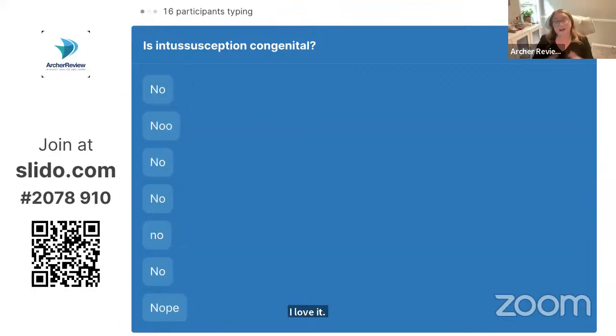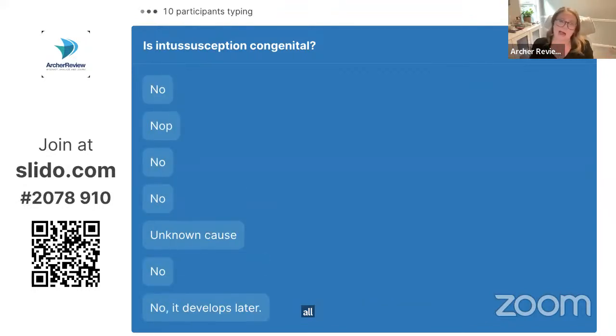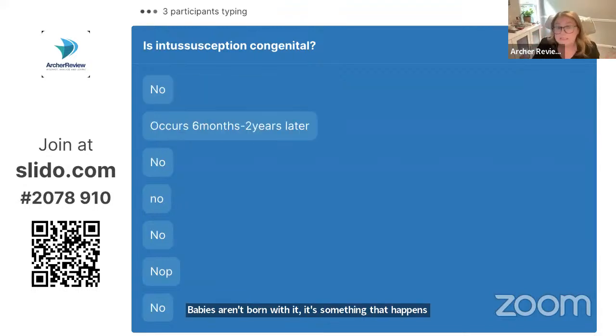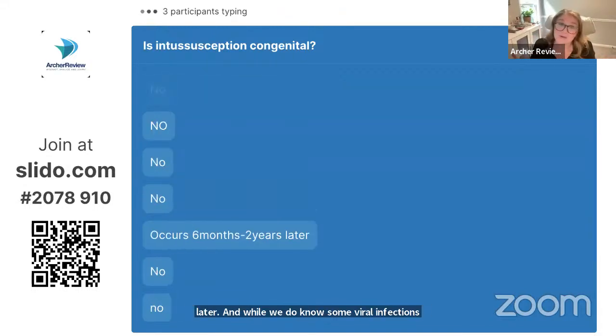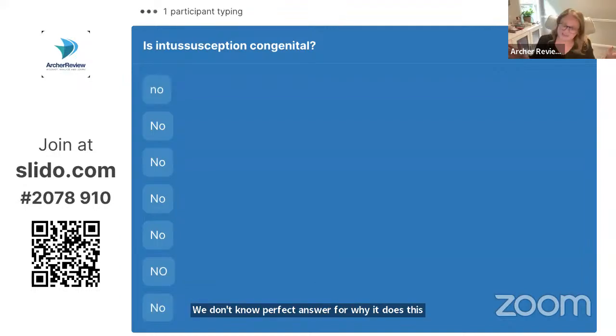Intussusception is not congenital, all right? Babies aren't born with it. It's something that happens later. And while we do know some viral infections increase the risk of it, we don't have a perfect answer for why intussusception happens. A lot of times, it is super random.